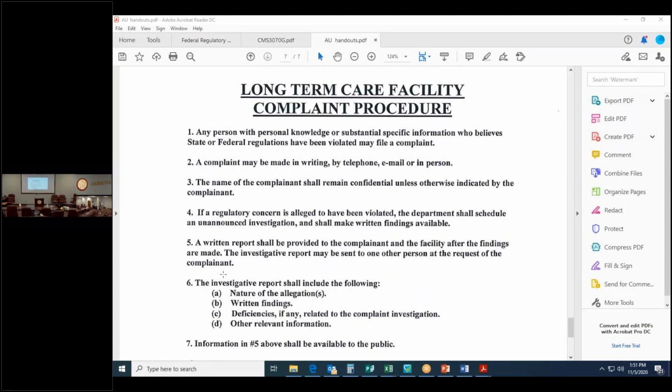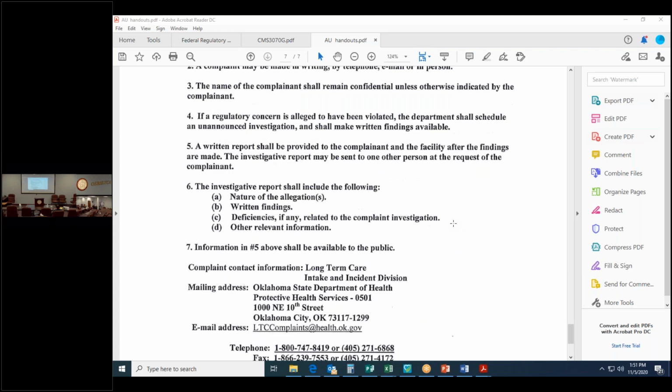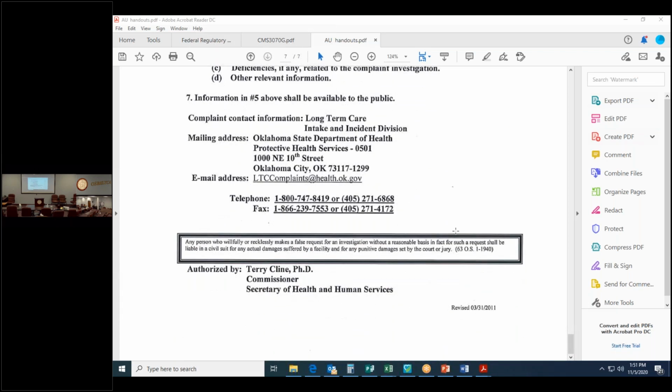Okay, this is something that should be hung up in your nursing facility or your ICF home, and this is your long-term care facility complaint procedure. So it goes through all the different things that if a person wants to file a complaint, it can be a resident, it can be a parent, anyone. And they would go through this technique to file a complaint. Okay. Back to our slide.